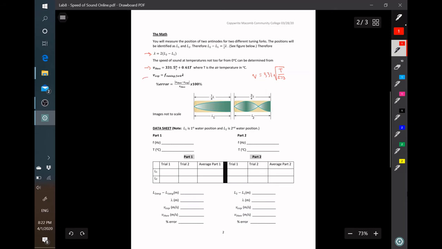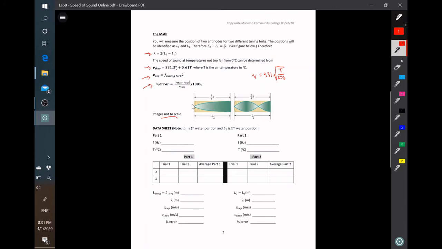The experimental speed of sound in air we get from the third equation, and percent error is percent error, of course. The images are very similar to what I had in the slides. These ones, though, are not to scale. And then below that is the data sheet.